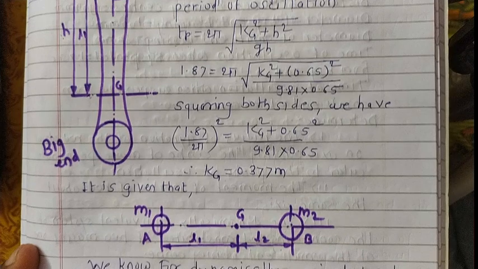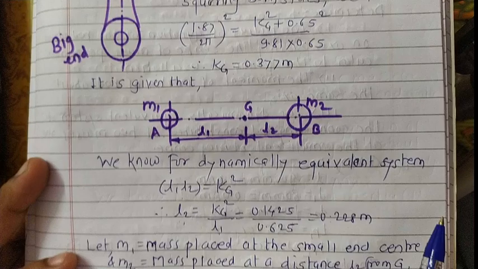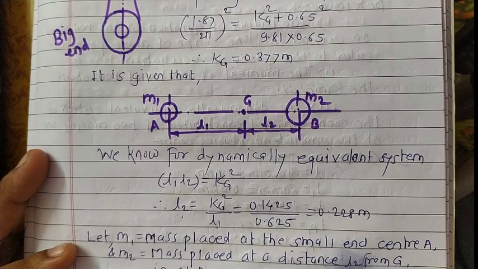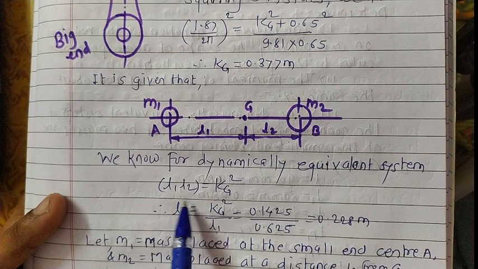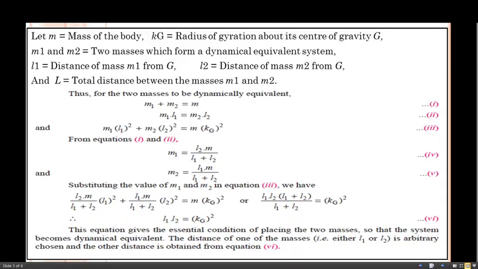Once you get the value for kg, this relation we have already seen during the discussion of the derivation. Just see here: during the derivation we saw this. M1 plus M2 equals M is the first condition, M1 L1 equals M2 L2 is the second condition, and this is the third condition. From this relation, the last one, L1 L2 equals kg square.